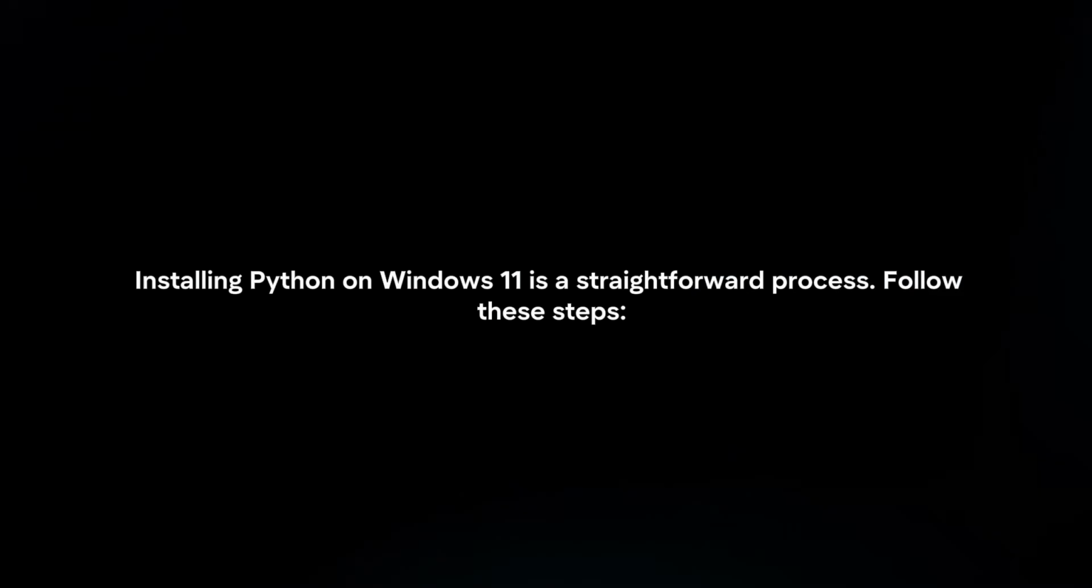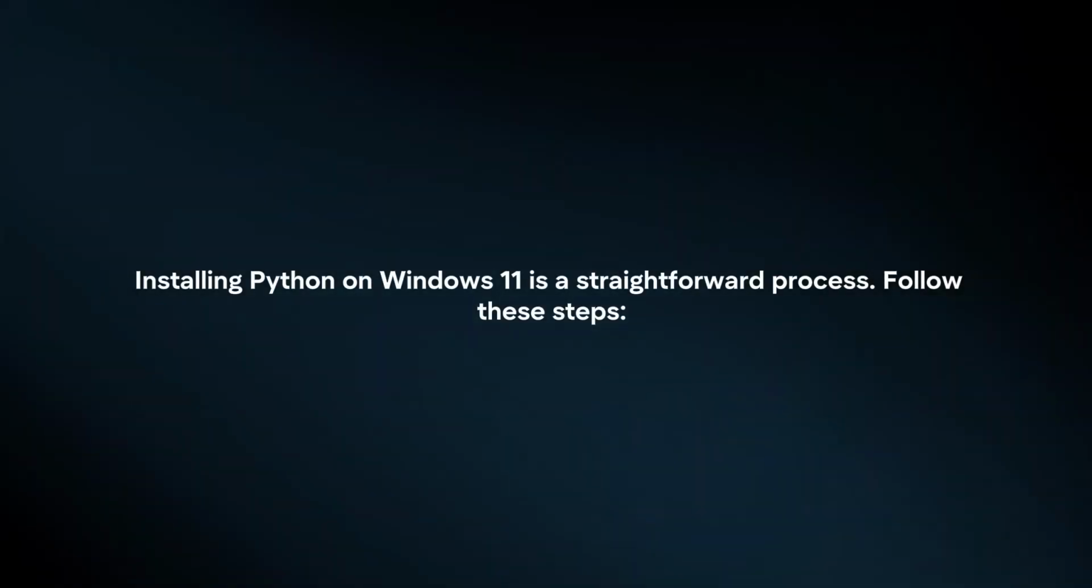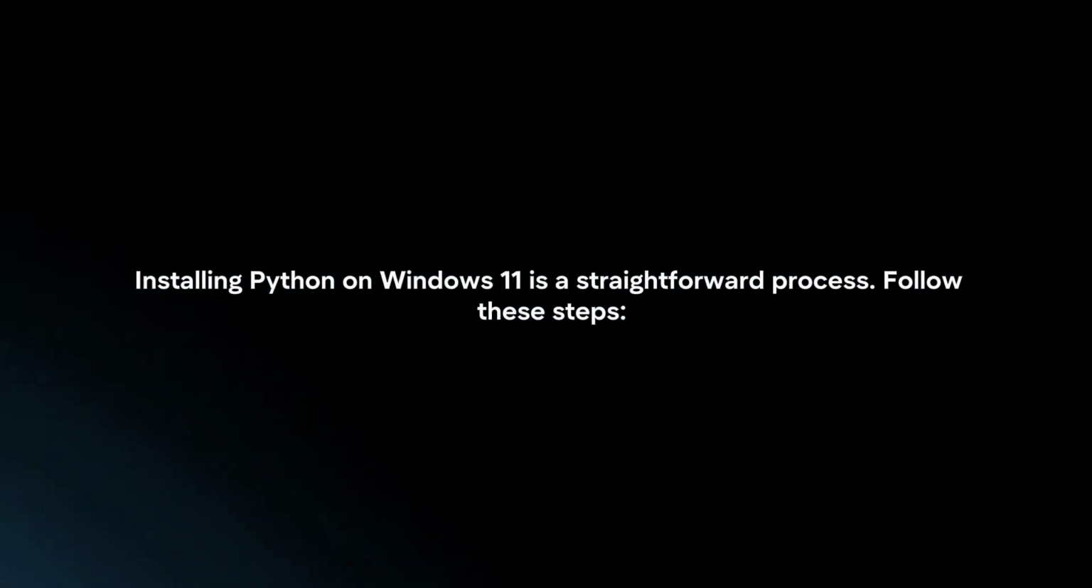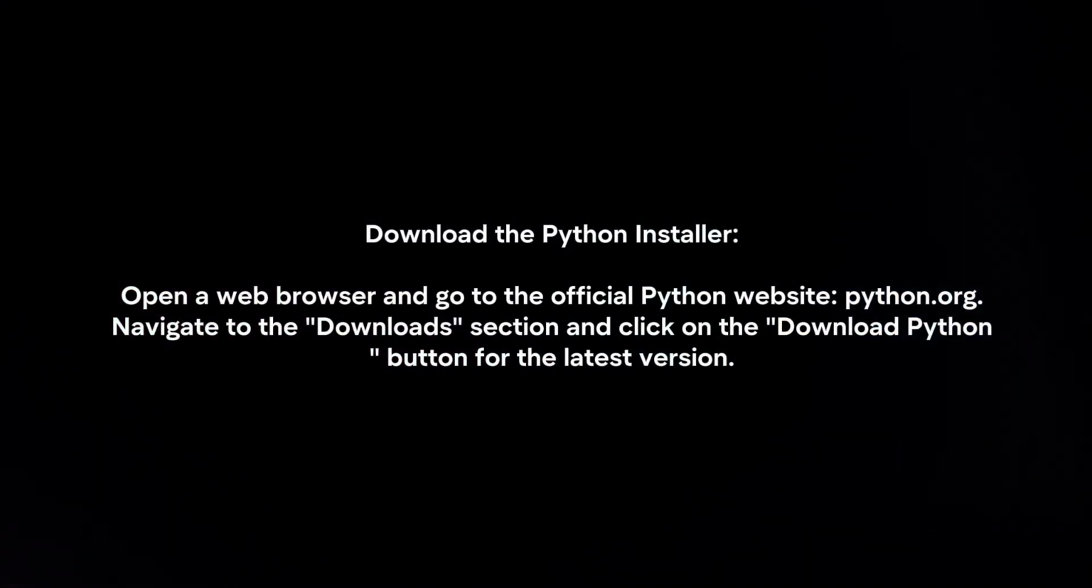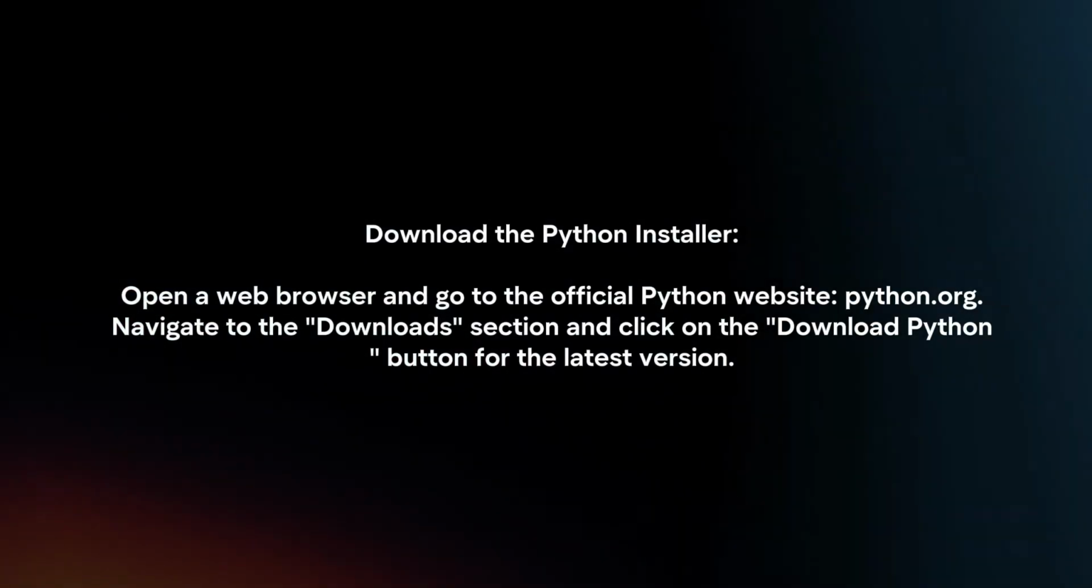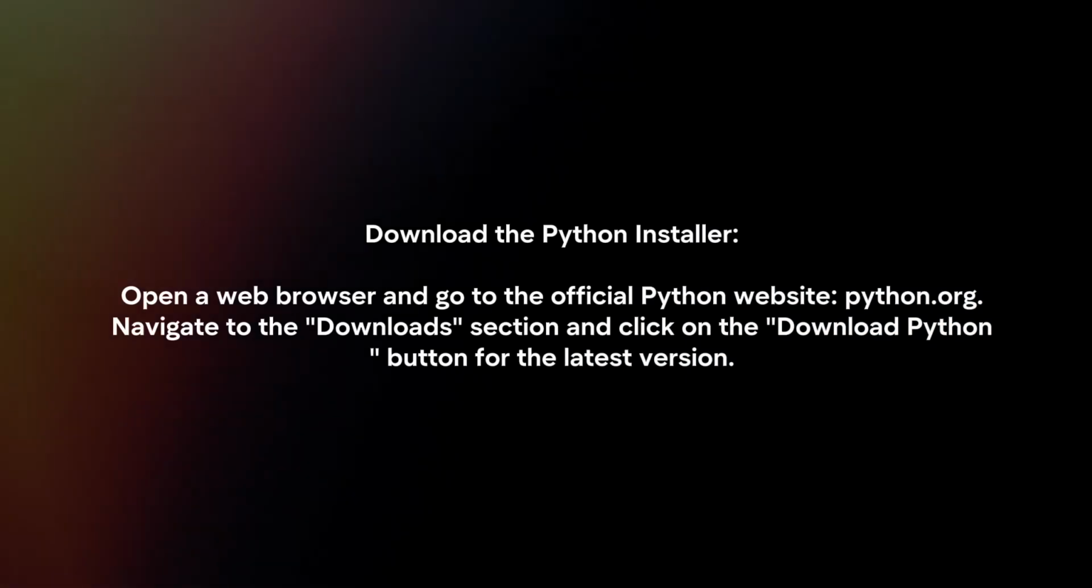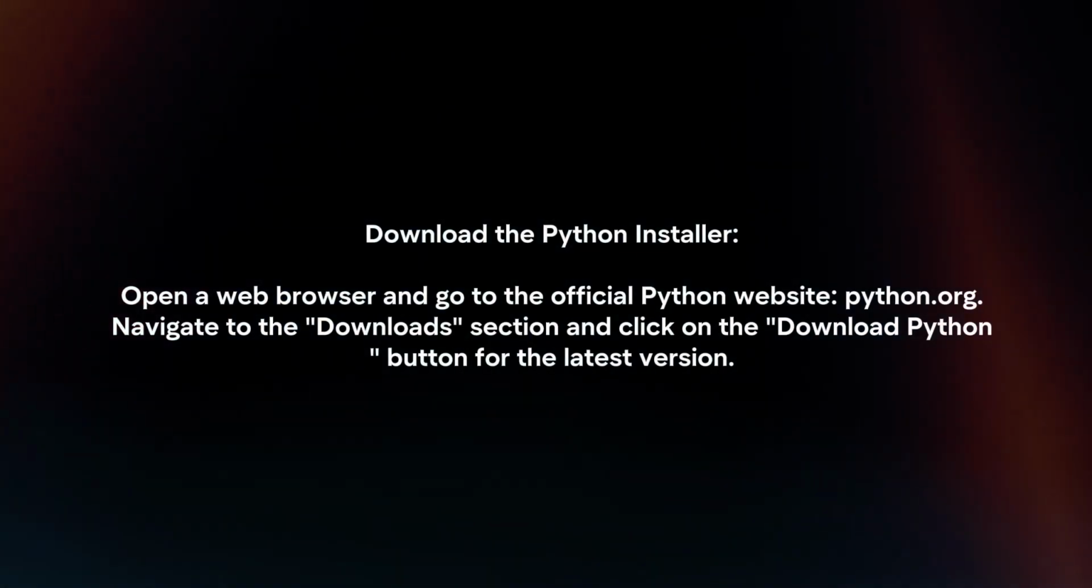Installing Python on Windows 11 is a straightforward process. Follow these steps. Download the Python installer. Open a web browser and go to the official Python website. Navigate to the download section and click on the Download Python button for the latest version.